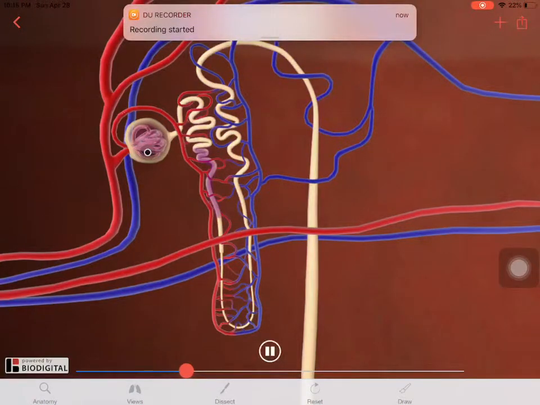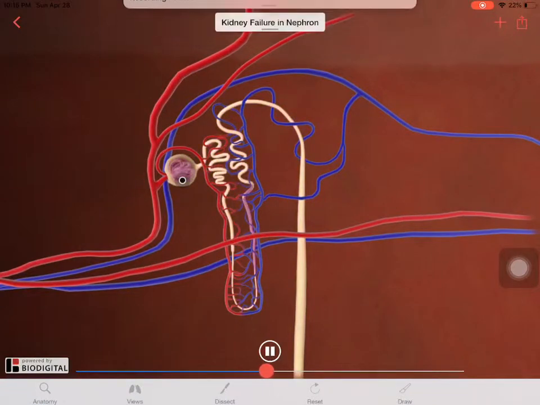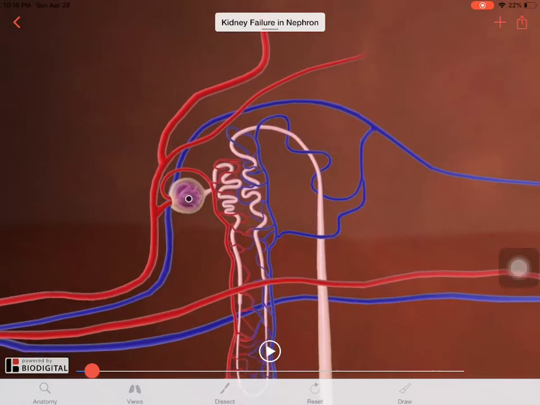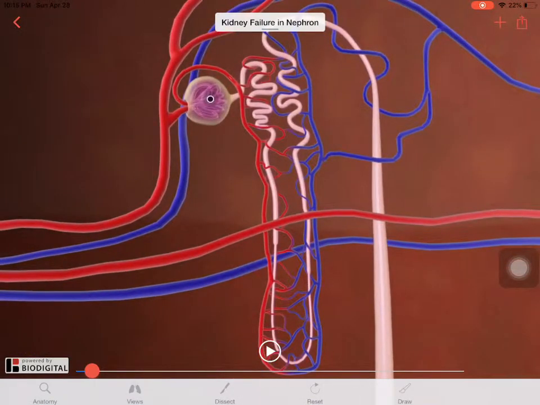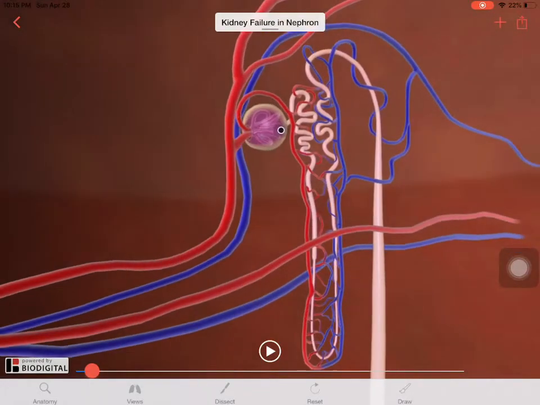Hi friends, today we are going to discuss the functional and structural unit of the kidney, that is the nephron. How does the nephron work, and if there is any damage to the nephron, then what are the complications? For this purpose we have the structure of the nephron, a very nice graphical presentation and animated video.